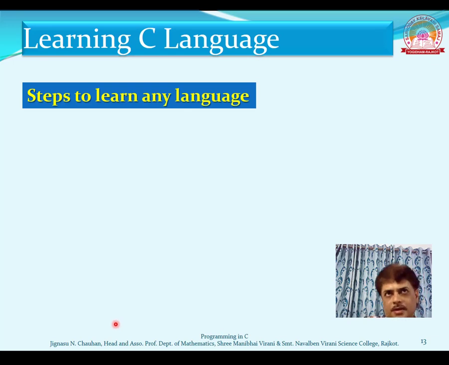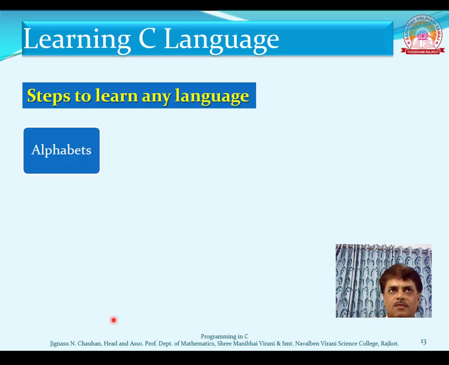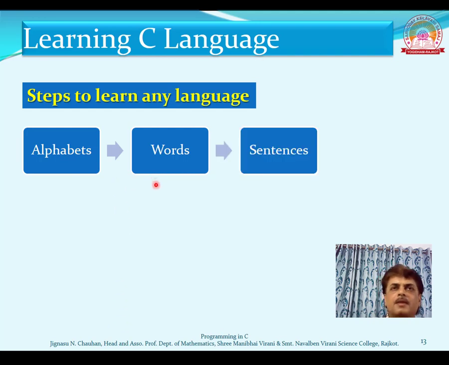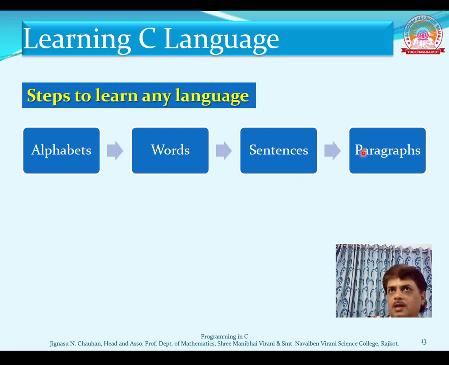Let us try to understand how a human being learns a language. The steps involved start with learning the alphabet, then using those alphabets one creates words and learns how to spell words, then using those words the learner makes sentences, and ultimately the learner will be able to write paragraphs, or will also be able to write essays.